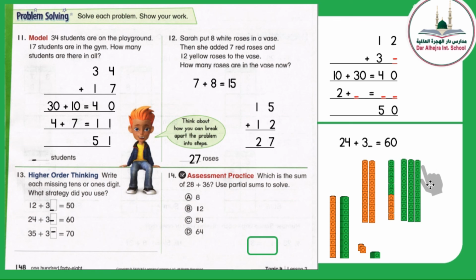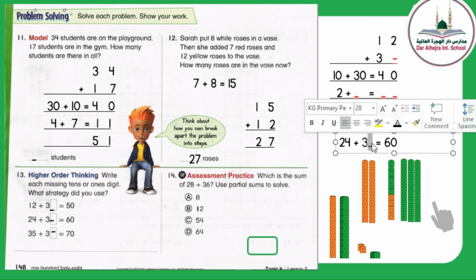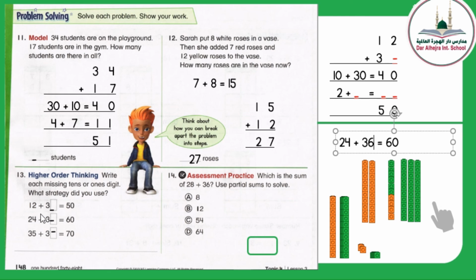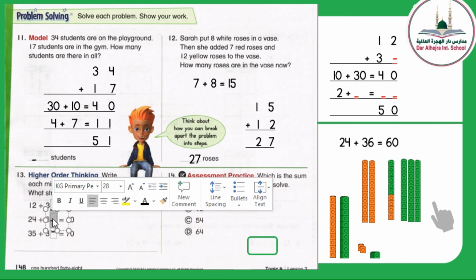Now I've got a total of 1, 2, 3, 4, 5, 6 tens, a total of 60 this way. So all I needed to add were 6 ones blocks. So that means the missing number here is 6. So I can write here 6.